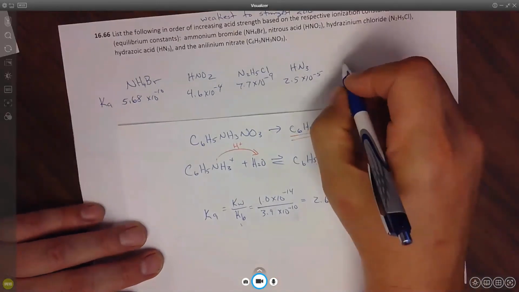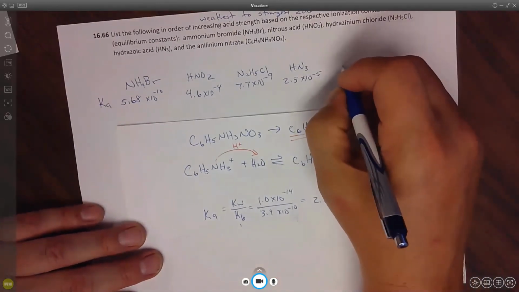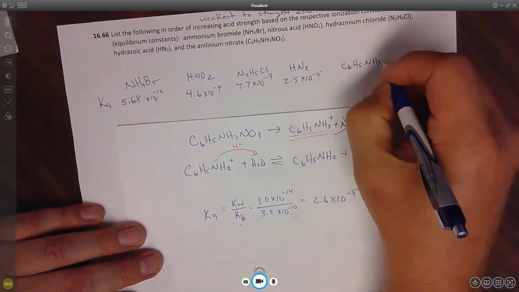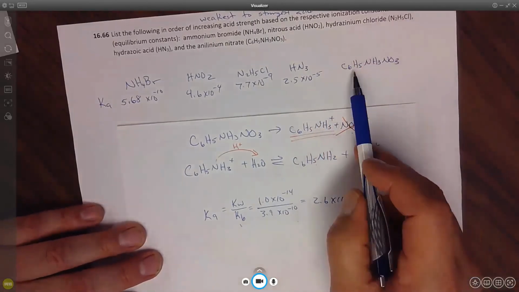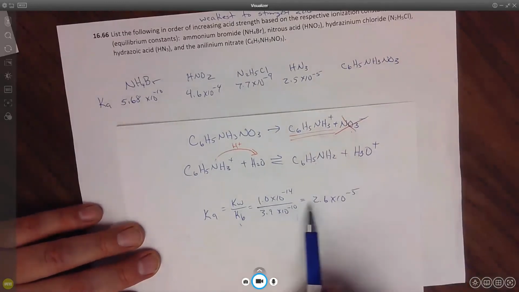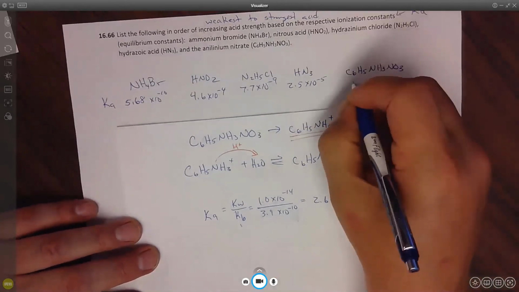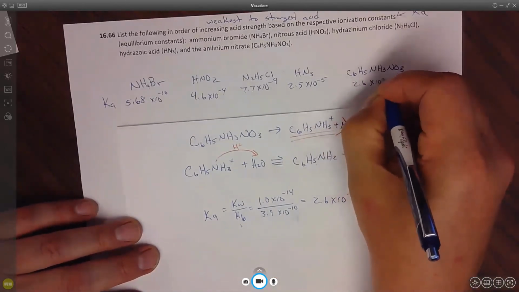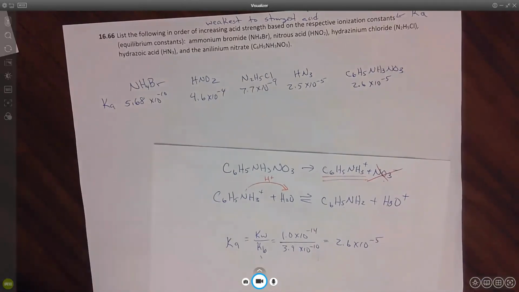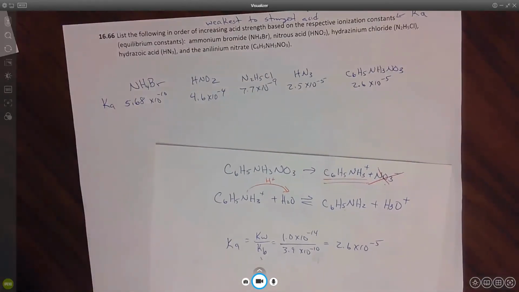So now we have our anilinium nitrate, C6H5NH3NO3. Again, we know it's the anilinium ion that's acting as the acid, and we just calculated its Ka to be 2.6 times 10 to the negative 5. Okay, so everybody gets that portion of this problem.